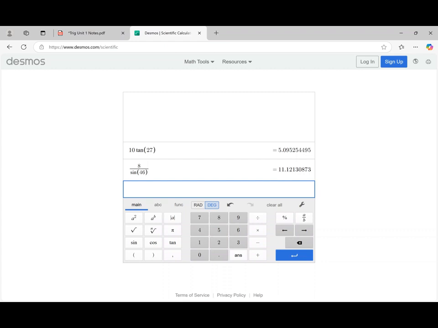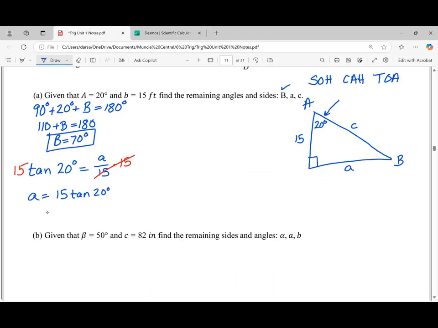We go ahead and move to our calculator. 15 tangent of 20 degrees is equal to 5.46. So a is equal to 5.46. That is the length of side a.